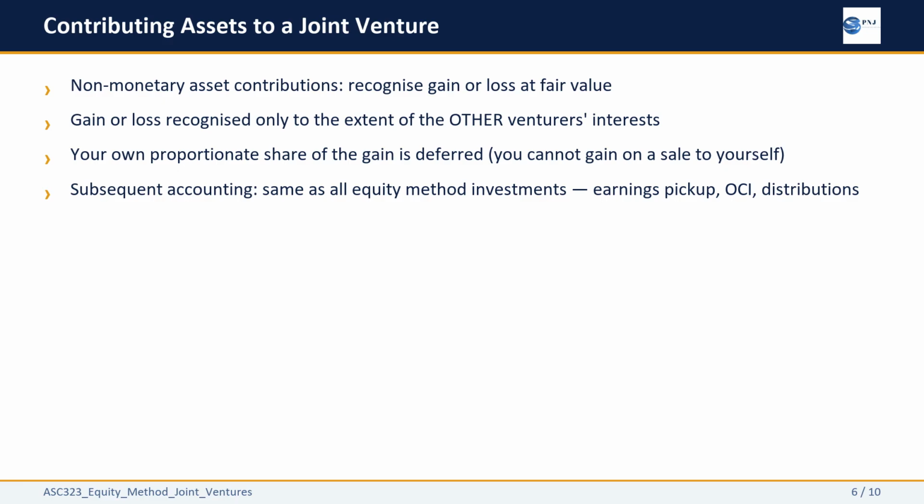After the contribution, the subsequent accounting mirrors everything else we have covered. Pick up your share of earnings and losses each period, reduce the investment balance for distributions, and apply the same impairment test. Next, let us walk through every major journal entry type from start to finish.